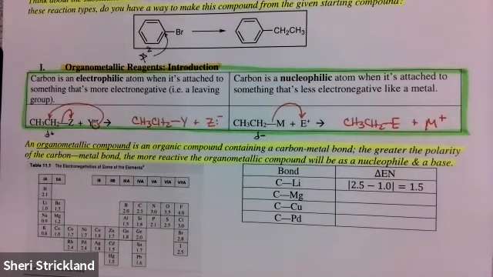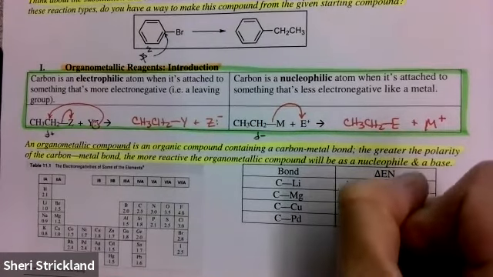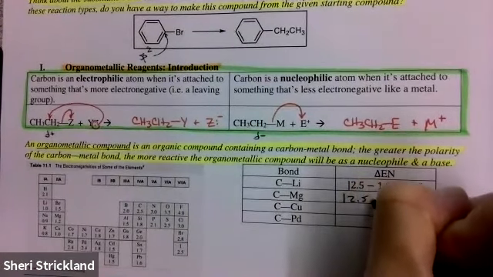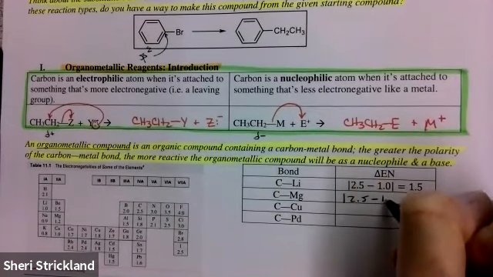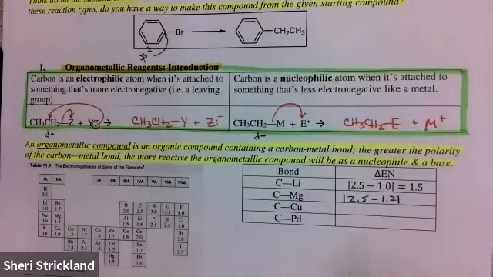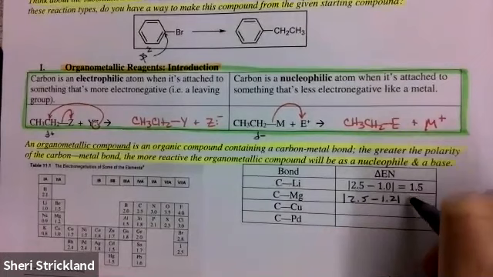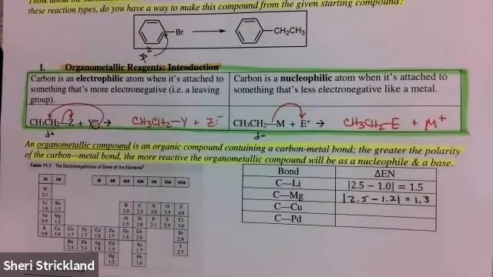Okay, welcome back. So with carbon and magnesium, we're talking about 2.5 minus 1.2. The electronegativity of magnesium is a little higher than lithium. That makes the electronegativity difference a little smaller. And this bond is less polar and less reactive because of that.